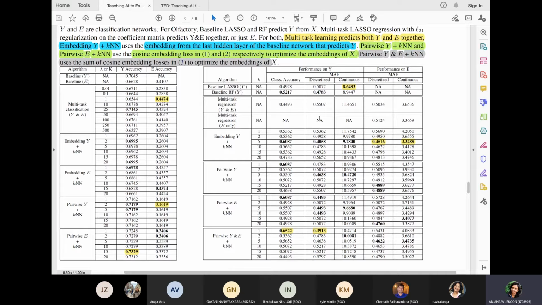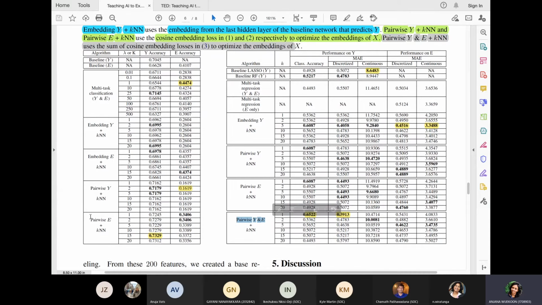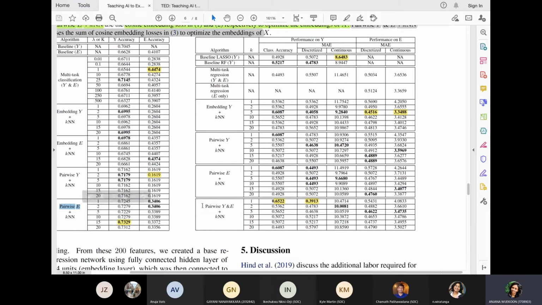And in this case also, it was hard to highlight which were better, which were worse. This is the olfactory, the sensing, the smell data set. Here they have ignored the pairwise E and Y model. I'm not sure why. Here they have tried the one where you have both losses. So you learn the embedding space considering both label Y and E, and they find that the performance on Y, predicting Y, is highest when you learn it together.